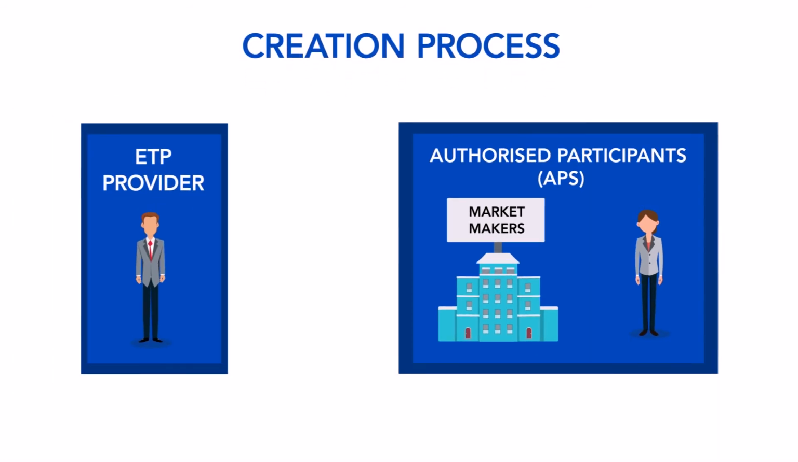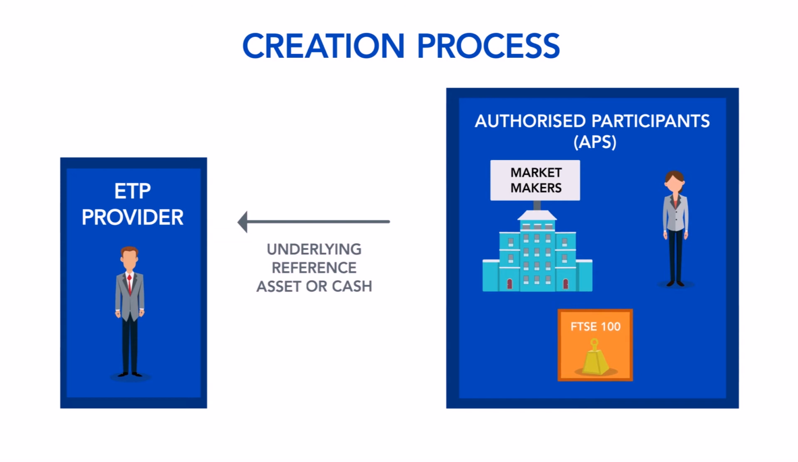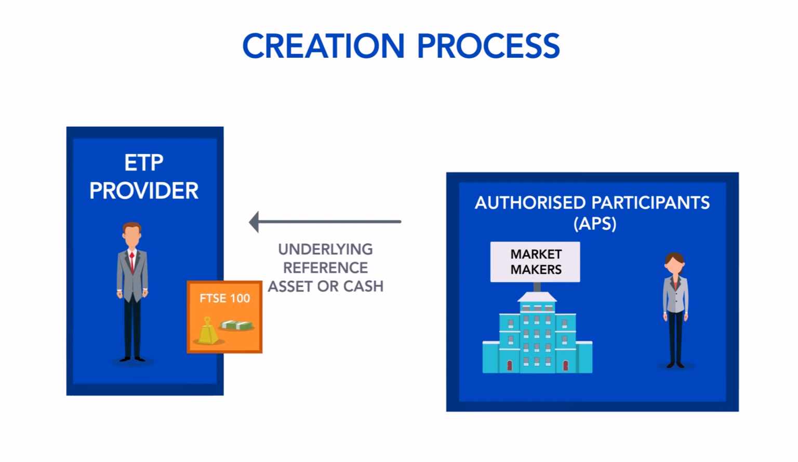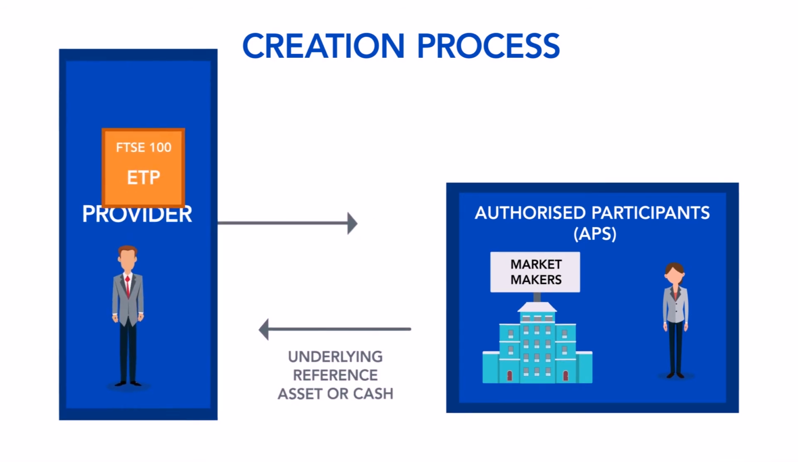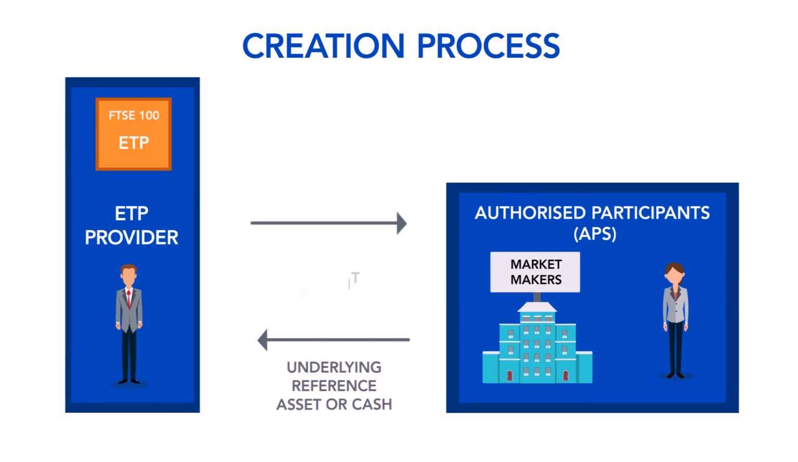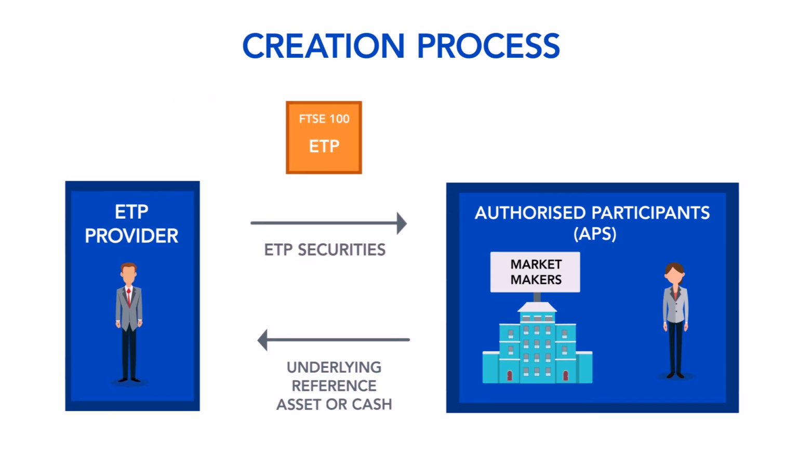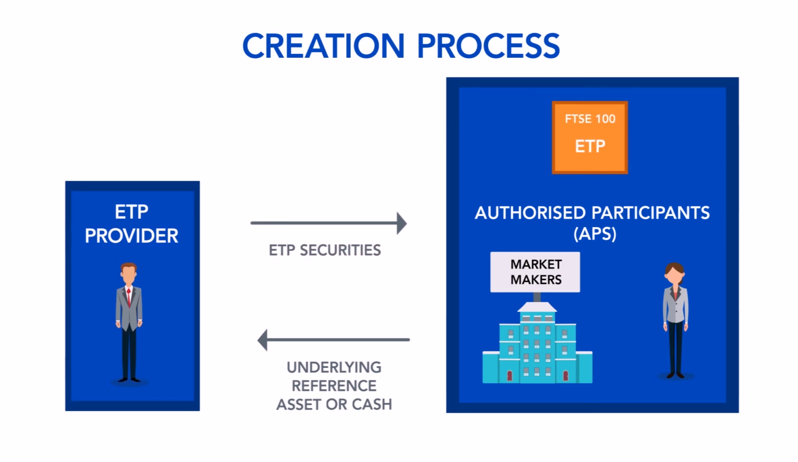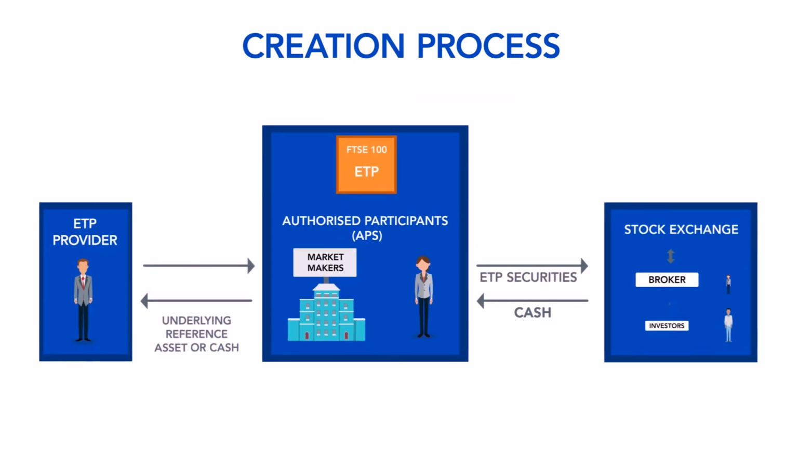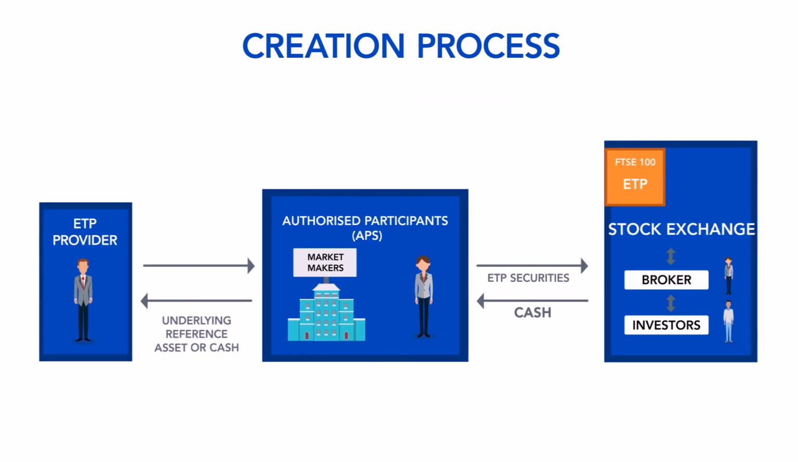When an AP wishes to create ETP securities to meet investor demand, it will deliver the underlying reference asset the ETP is designed to track, or the cash equivalent, to the ETP provider. So, if the ETP is tracking the FTSE 100 index, the AP will deliver the FTSE 100 shares according to their weighting in the index or the cash value of such shares. In return, the ETP provider transfers the same value in ETP securities to the AP. The AP can then sell the ETP securities to intermediaries and investors via a stock exchange.